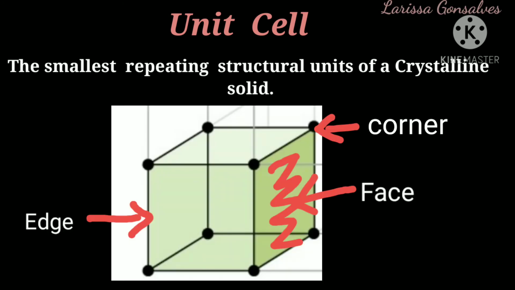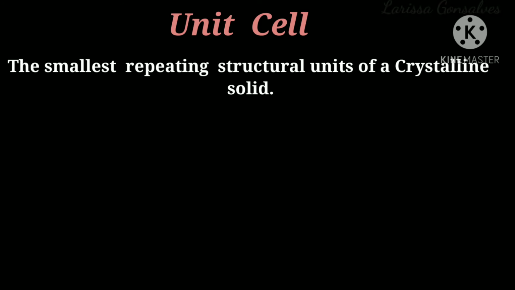Each unit cell is going to share its face, edge and corner with another unit cell. Hence it is very important to understand the geometric shape of a unit cell. For example, we know that crystals have a cubic shape. So the constituent particles of the unit cell will arrange themselves to form a cubic shape.